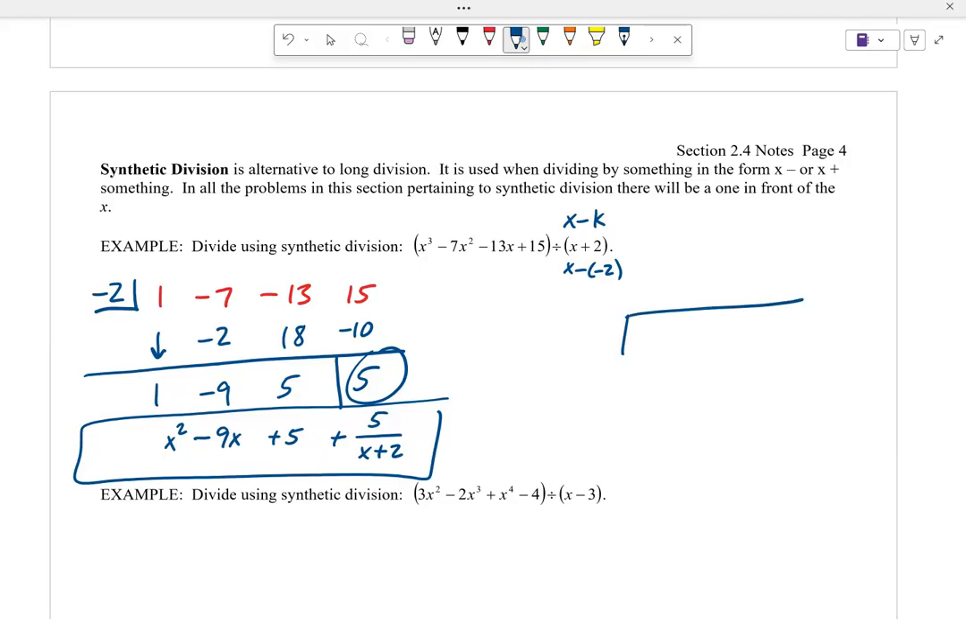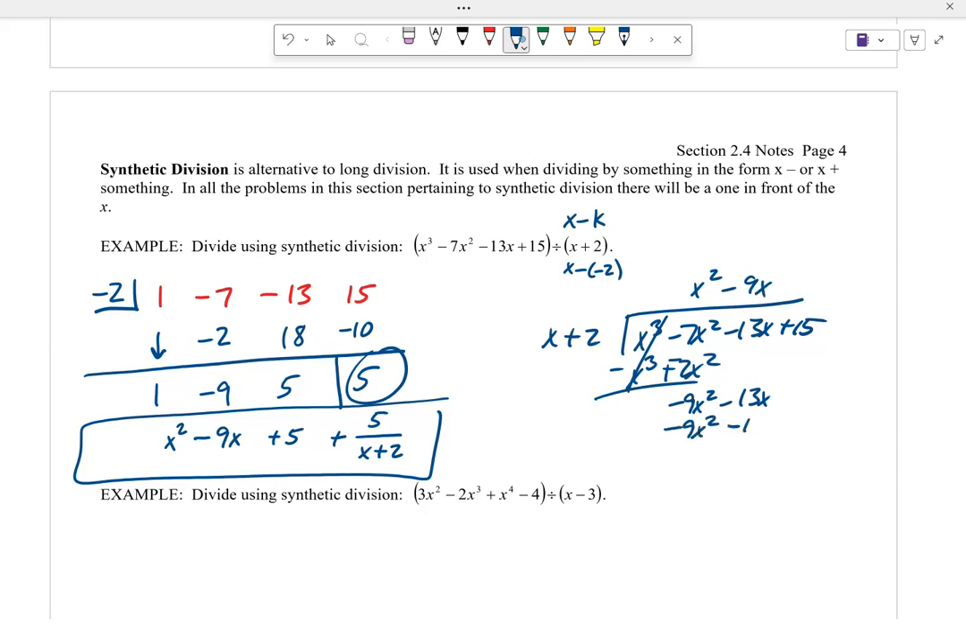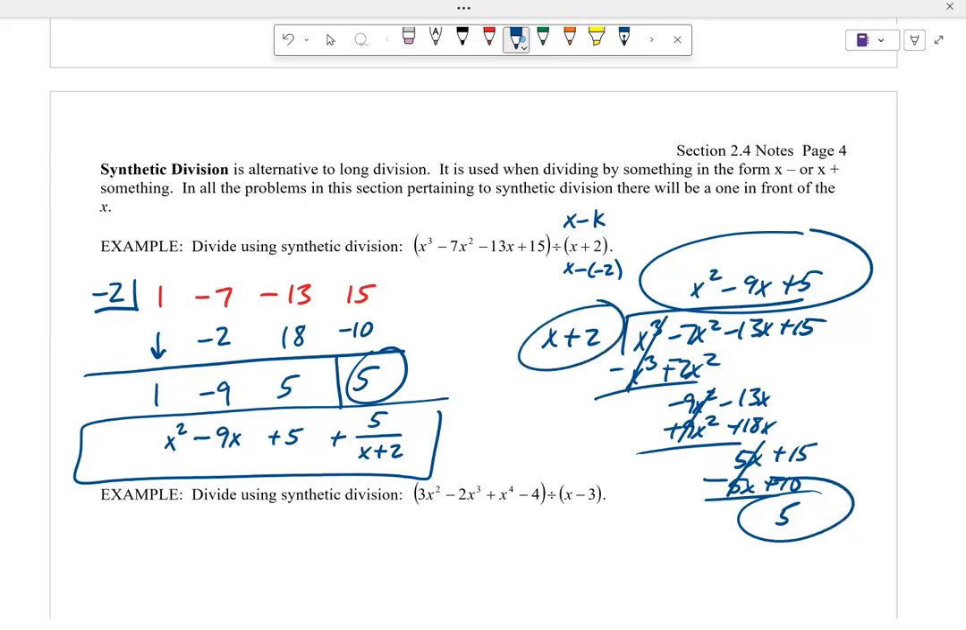Now, let's go ahead and check it. What if we had done this with long division? Well, we could have done it with long division. I'd have an x squared. I'll go ahead and change those signs. And then change those signs. And see, there's my remainder. So x squared minus 9x plus 5 plus remainder over divisor. Same thing, right? So we could have done that with long division. Probably take you a little bit longer than synthetic division.